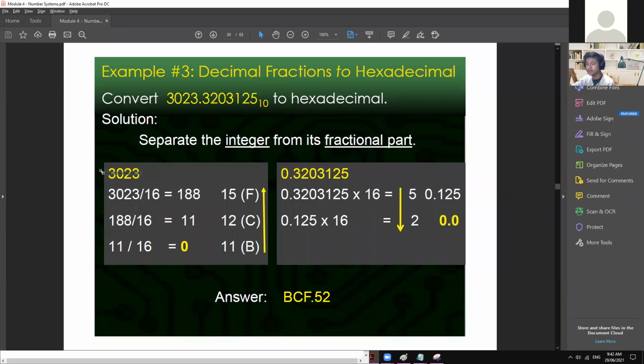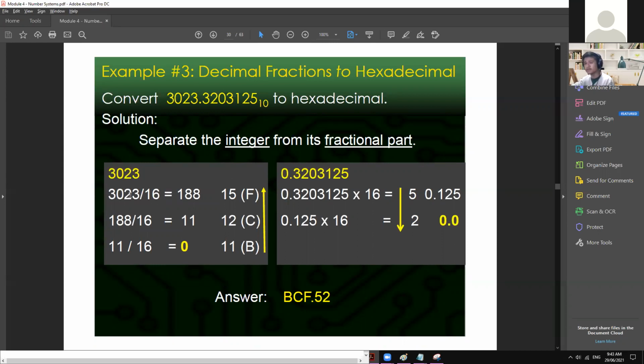So 3023 for the whole number, and then 0.3203125 for the fraction part. As long as you know the process for the whole number, then you're good to go. In here, for the whole number, it will be a divisor, which is hexadecimal, so 16. But for the decimal fraction, it would be a multiplier, which is times 16. So it's one major difference when it comes to solving a whole number versus a decimal fraction.